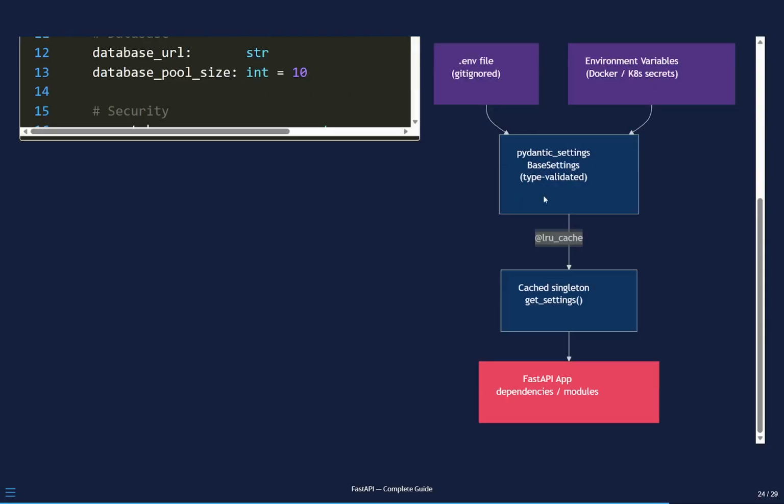Click. The diagram shows the two sources, the .env file and system environment variables, both feeding into BaseSettings. The cached singleton flows into the FastAPI application. This pattern gives you environment-specific configuration with full type safety and zero boilerplate.